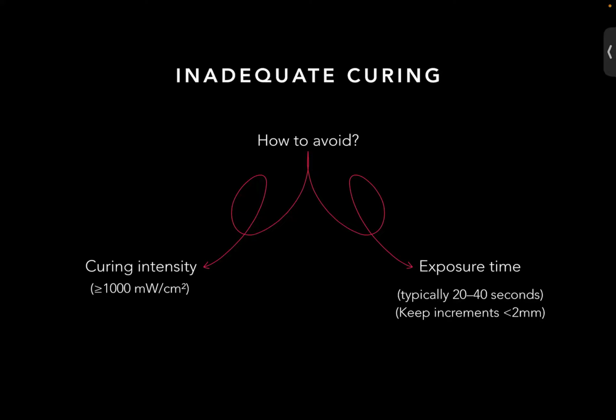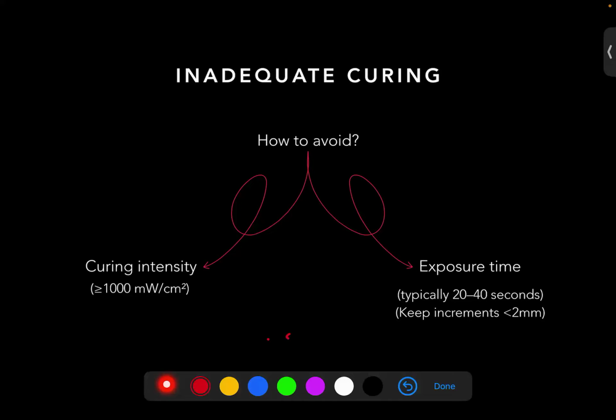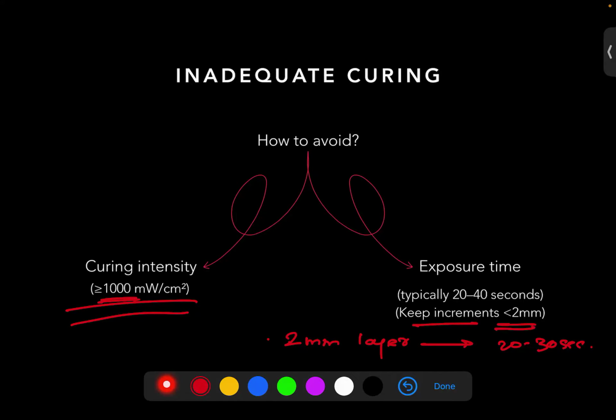and a specific exposure time, which is a universally accepted fact. We have now decided that for a 2 mm layer, a minimum of 20 to 30 seconds of curing should be done with this intensity. A lot of basic light cure units have only this or something around this intensity. So we should try to keep all the increments equal to or less than 2 mm.